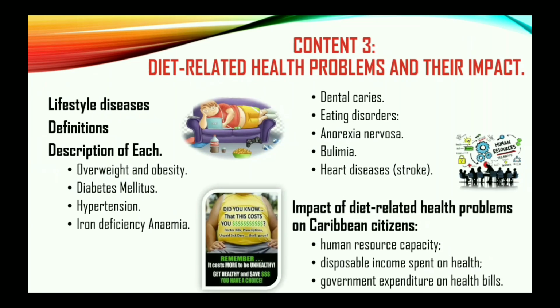Now, let us remind ourselves of what content 3 is about. So, content 3 looked at diet related health problems. See where we're going? So we have looked at the different types of diet, the one that contributes to good health and well-being, and now we're looking at diet related health problems and their impact. Now, in this section, we'll look at definition for lifestyle diseases. And remember, these are illnesses that happen to someone based on the type of habits and practices that they engage in, right?